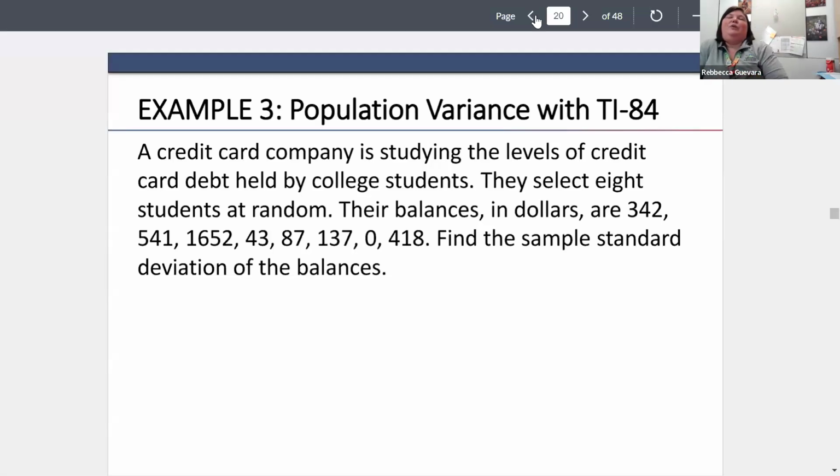There's one problem here for you guys to attempt. A credit card company is studying the levels of credit card debt held by college students. They select 8 students at random. Their balances in dollars are $342, $541, $1,652, $43, $87, $137, $0, and $418. So this is their credit card debt among 8 college students, and we want to find the standard deviation of these balances.